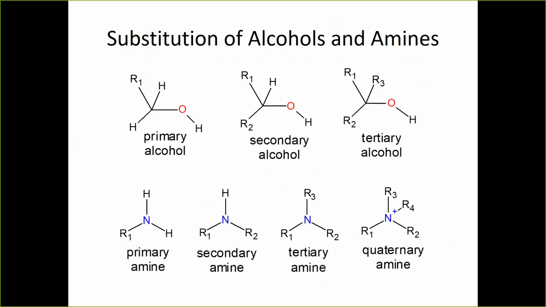So the primary alcohol is a CH2 with one R group and then OH attached to it. The secondary alcohol has 2 R groups on there plus an OH, similar to when we talked about isopropyl alcohol. And then you can also have a tertiary alcohol where there's 3 R groups attached to that carbon. You cannot have a quaternary alcohol ever, though, because you cannot have a carbon with 5 bonds to it. So tertiary is as far as you can go with alcohols.